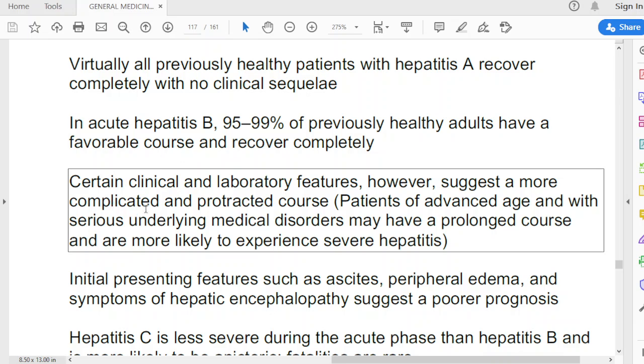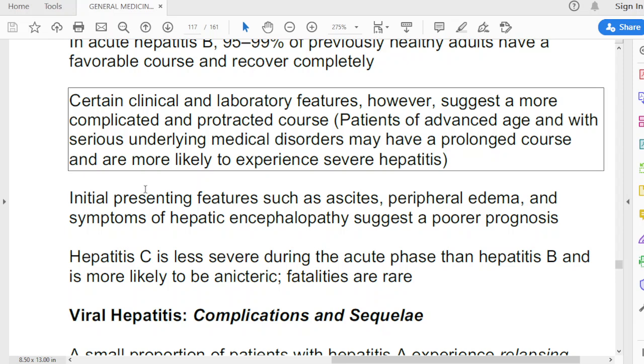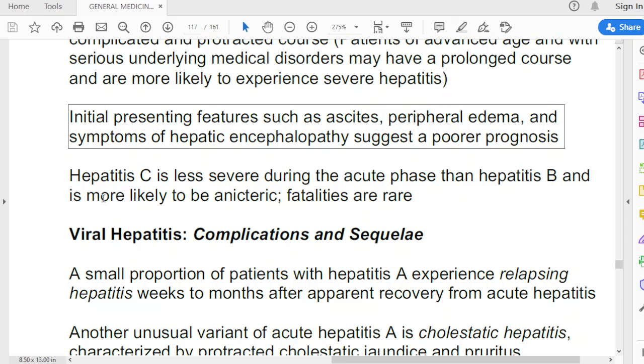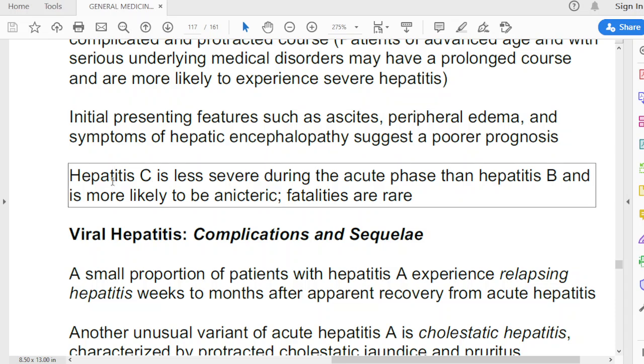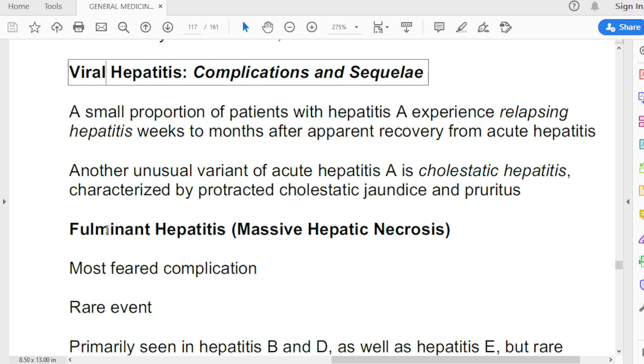Patients of advanced age and with serious underlying medical disorders may have a prolonged course and are more likely to experience severe hepatitis. Initial presenting features such as ascites, peripheral edema, and symptoms of hepatic encephalopathy suggest a poorer prognosis. Hepatitis C is less severe during the acute phase than hepatitis B and is more likely to be anicteric. Fatalities are rare.